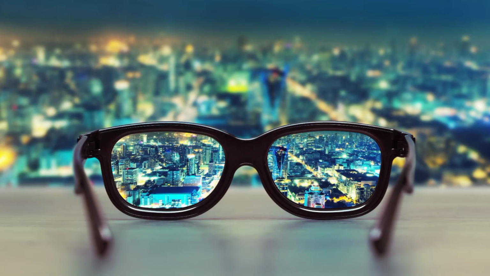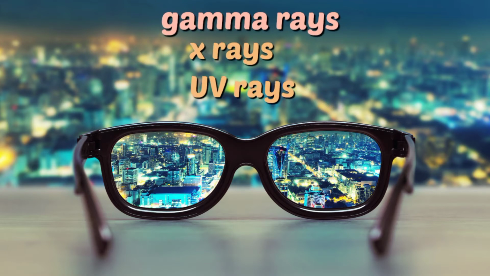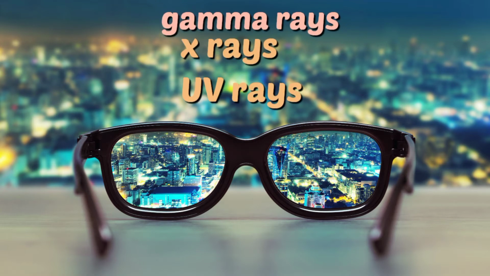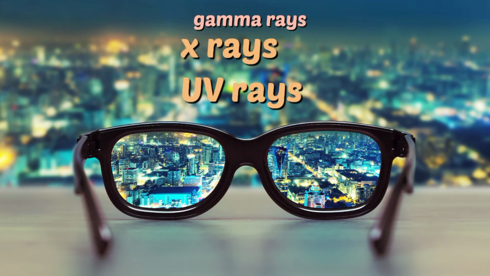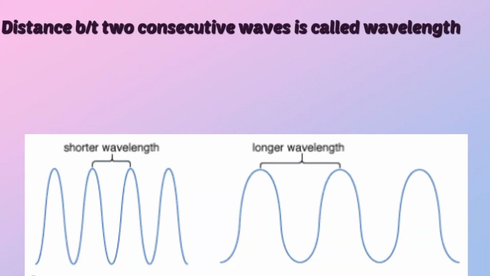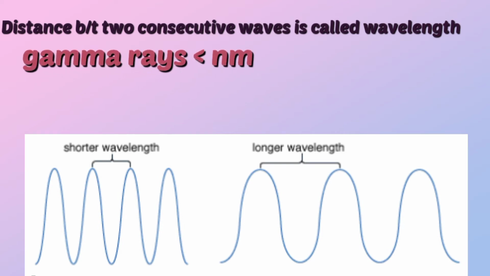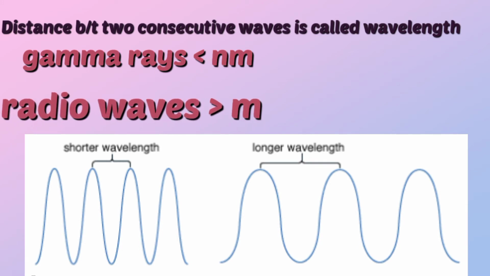There are many types of electromagnetic radiation, including gamma rays, X-rays, UV rays, visible light, infrared radiation, microwaves, and radio waves. This range of electromagnetic radiation is known as the electromagnetic spectrum. The distance between two consecutive peaks of an electromagnetic wave is called the wavelength. Wavelengths range from short to long. For example, gamma rays have wavelengths smaller than a nanometer, and most radio waves have wavelengths greater than a meter.